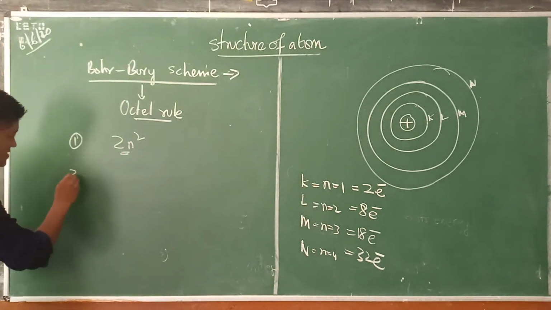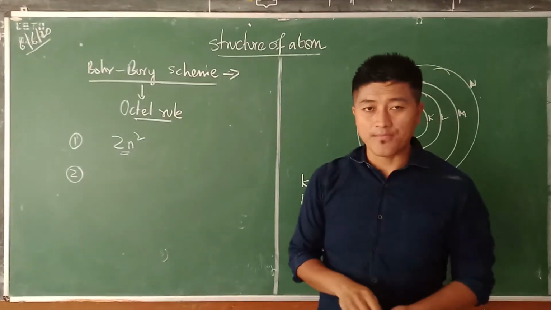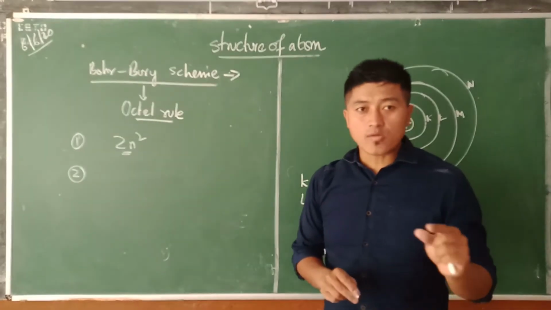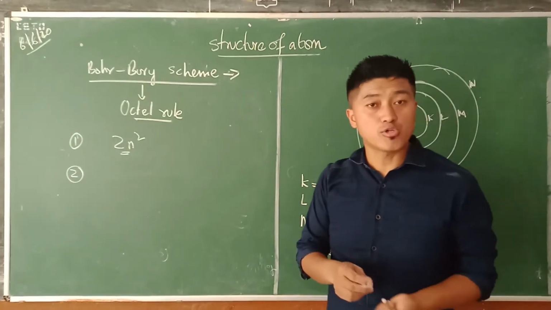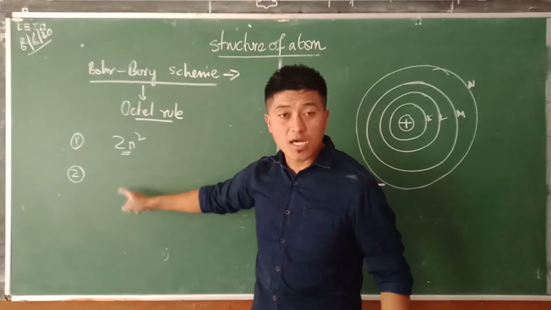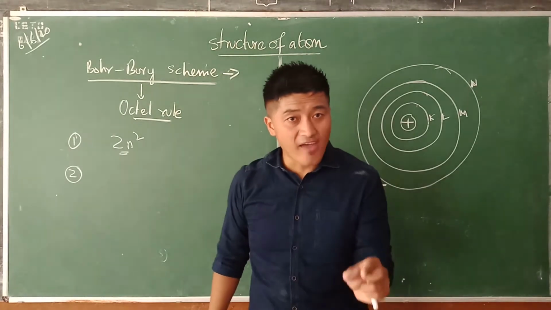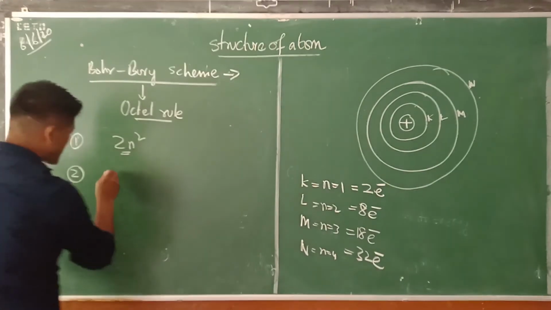Now, according to the second rule, what they concluded from this Bohr-Bury scheme might sound a little confusing, but the moment we start working on it, you will be able to understand. What they concluded is that the outermost shell can have a maximum of 8 electrons. Is that clear? What they concluded?